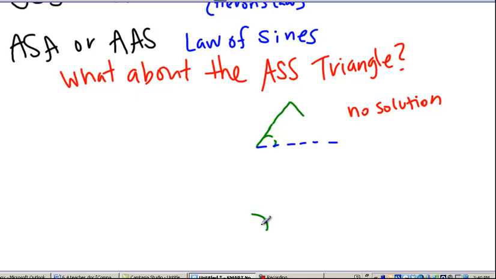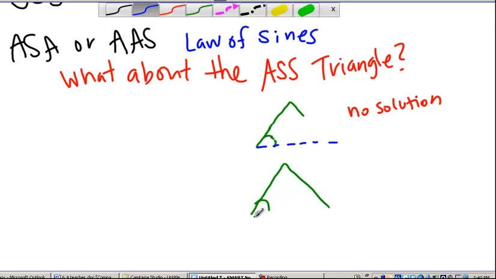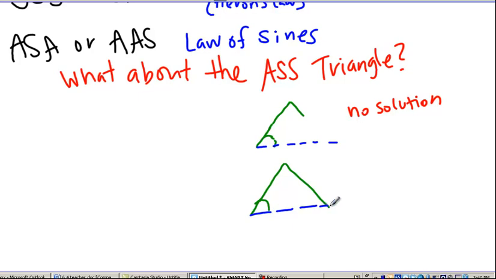Let's say we take that same angle. Let me try to make it look like the previous one. If we have the same angle and same length of side, there is a time where the length of that third side could satisfy that equation. In that case, there would be one solution.